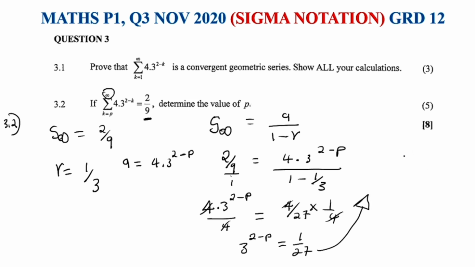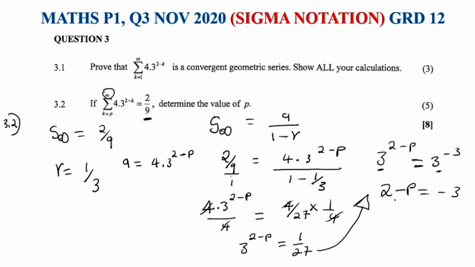Because I'm running out of space, I'm going to just write here. Therefore, we're going to have 3 to the power of 2 minus p. This 27 we can change to 3 to the power of minus 3 in terms of exponents. Now if you've got exponents here, the bases are the same, therefore the exponents should be equal. So 2 minus p is equal to minus 3.